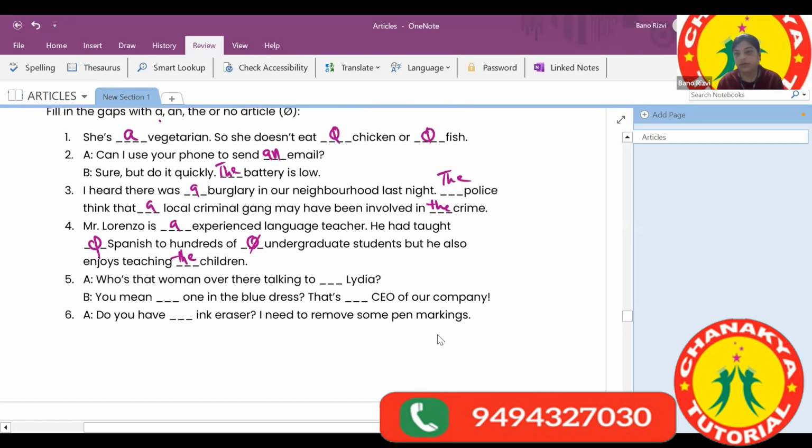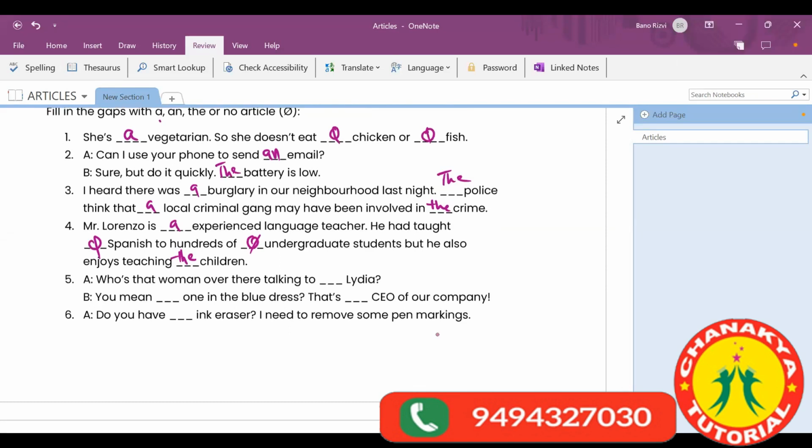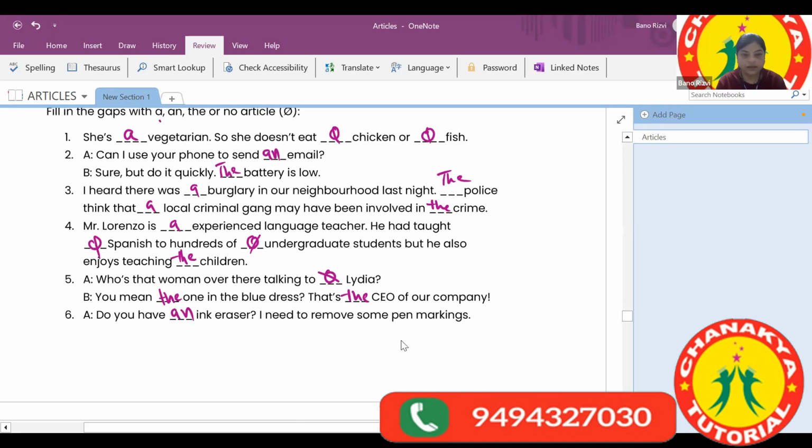Who wanted to do it? Sudhamshu, you, right? Ma'am, who's that woman over there talking to Lydia? There is no article here. You mean the one in the blue dress? That's the CEO of our company. Okay, also do the sixth one. Do you have an ink eraser? I need to remove pen markings.